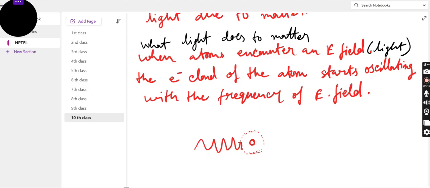When an atom encounters an electric field, the electron cloud of the atom starts oscillating, most probably with the frequency of the electric field. The line saying that the atoms oscillate only with the frequency of the electric field is not correct.